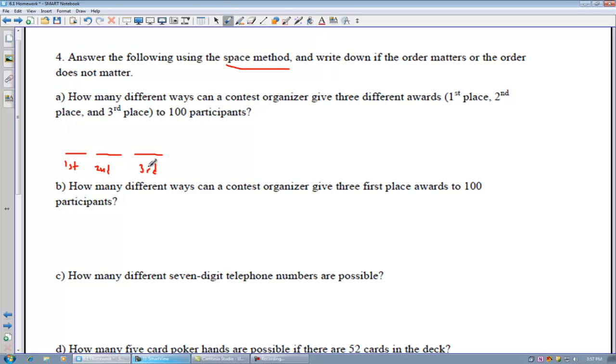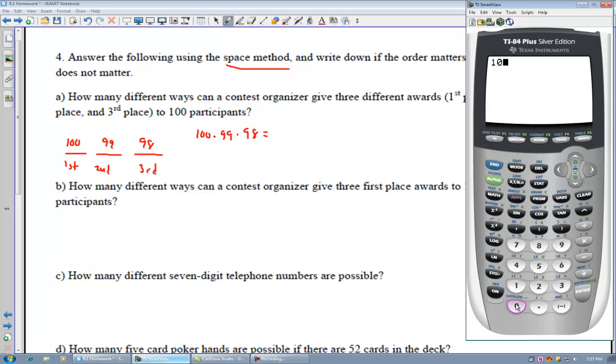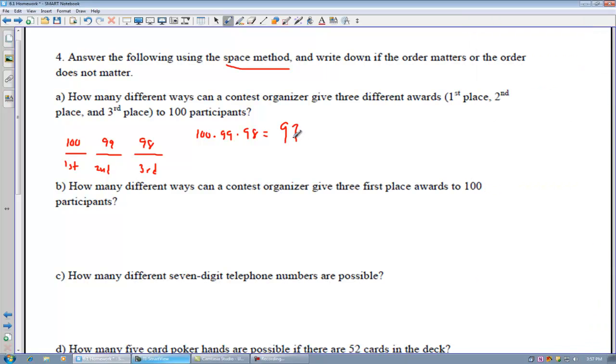Now we're going to assume that one participant can't claim first and second, so each award goes to a different person. So you have 100 choices for the first place, 99 choices for the second place, and then 1 less here, which is 98 choices for the third. So to find our answer, we have 100 times 99 times 98, which is equal to, so take out your calculator, and you take 100 times 99 times 98, and you get back your answer of 970,200 different ways.